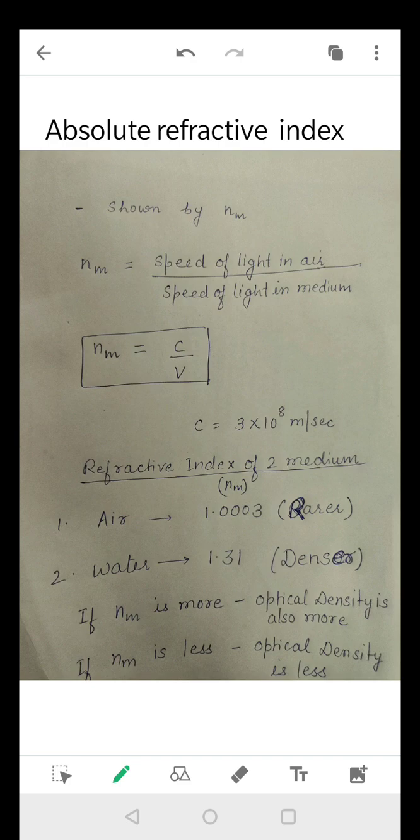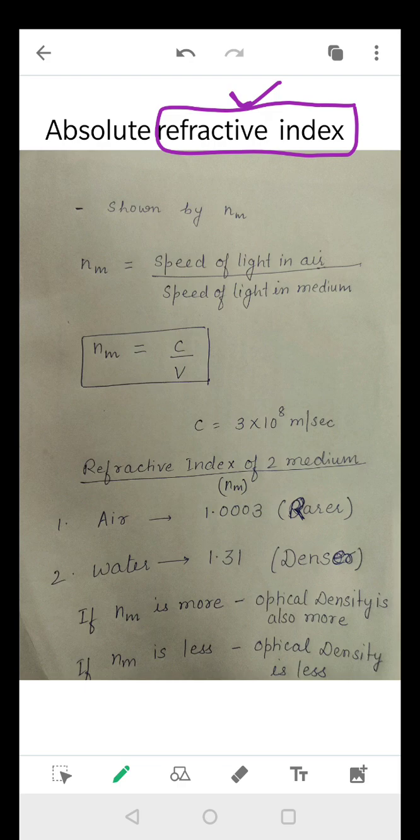Absolute refractive index. Just now we discussed relative refractive index. Now we'll talk about the absolute refractive index. This is also simply called refractive index. We call it absolute refractive index, and we also call it simply refractive index. So if you are asked what is refractive index, you will write the same, and if you are asked absolute refractive index, again the same.